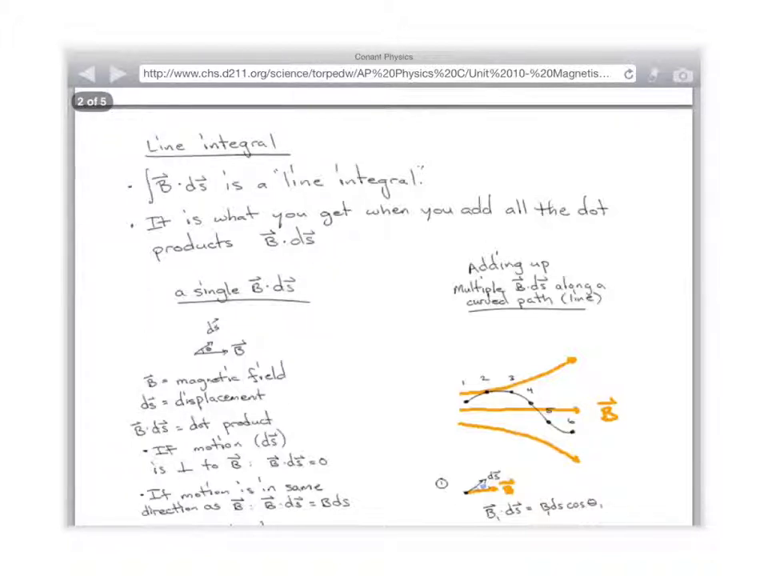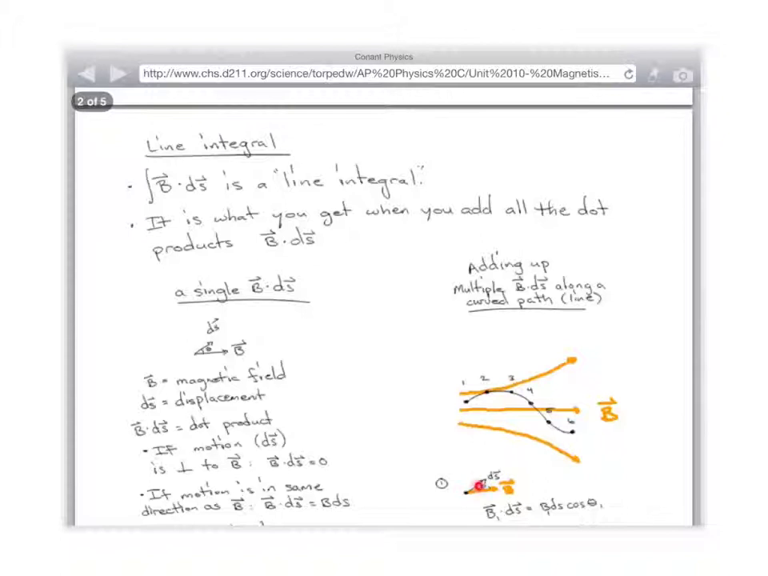All right, so an example of that. Let's say you had this orange magnetic field here, kind of going like that, flowing to the right. And I wanted to figure out what the quantity B dot ds was for one little piece of it. So say from 1 to 2. From 1 to 2, this is my little piece of arc, ds. And then my magnetic field at this point between 1 and 2 is pointing to the right. So what's theta?